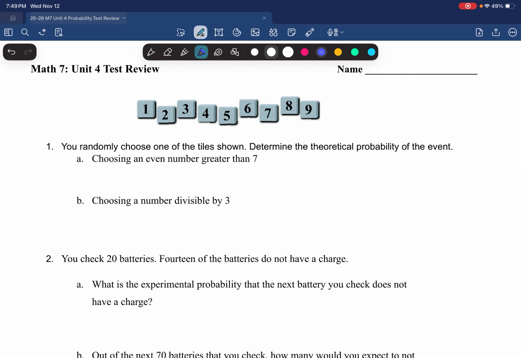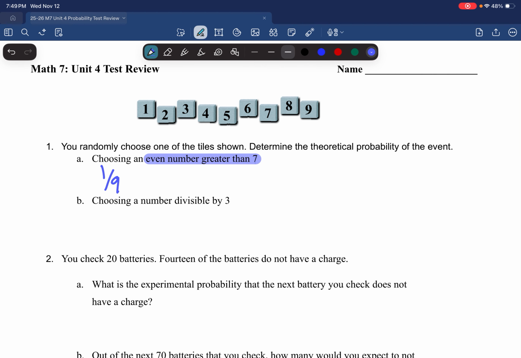All right, so the first one, you randomly choose one of the tiles shown, determine the theoretical probability of the event. For the first one, choosing an even number greater than 7. How many even numbers are greater than 7? 8 appears to be the only even number that's greater than 7. So I need a number past 7, and 8 is my only one. So I have 1 out of 9.